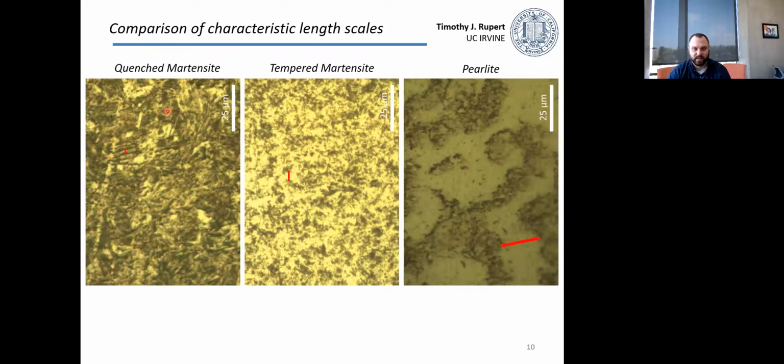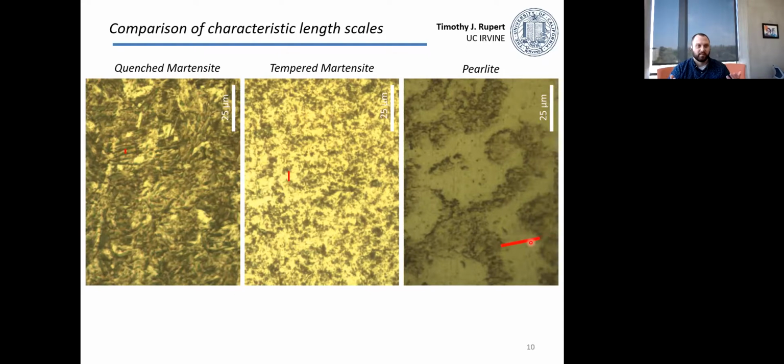And I could tell, even without making really quantitative measurements, that this maybe is something like a micron for the quenched martensite, maybe even smaller. For the tempered martensite, it's a few microns. So maybe 2 to 5. And then for the pearlite, this is 15 to 20 microns spacing, okay?